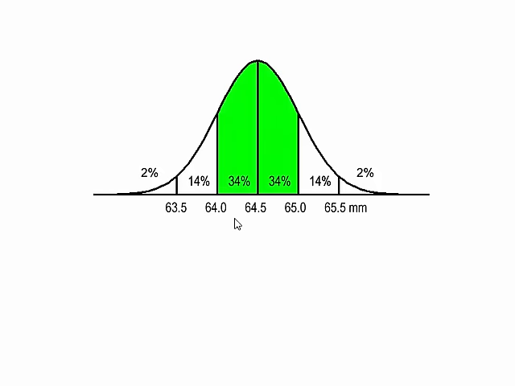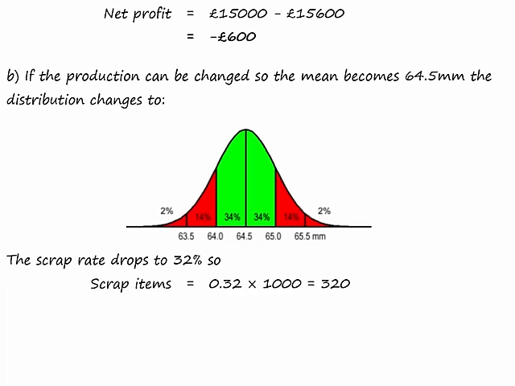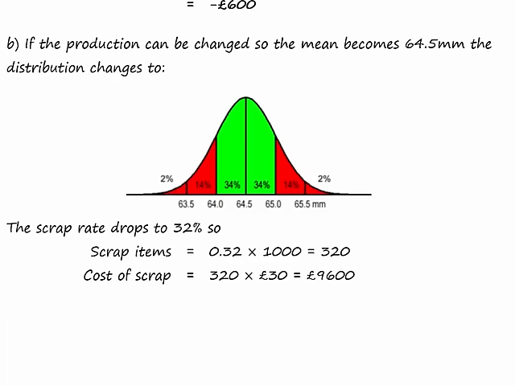So the acceptable pistons are the green area and the scrap is now the red area. 34 plus 34 is 68%, which means that we've got 32% scrap. So the number of scrap items is 32% of 1,000, which is 320. The cost of the scrap is 320 times 30, which is £9,600. If we subtract that from 15,000, we're going to get a net profit of £5,400.